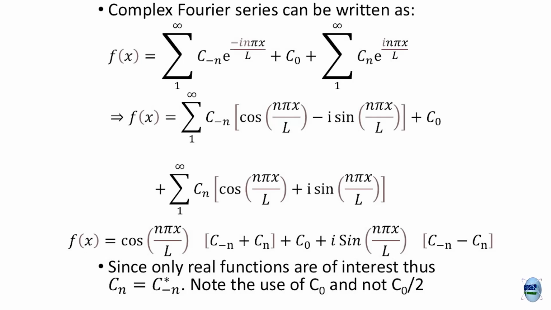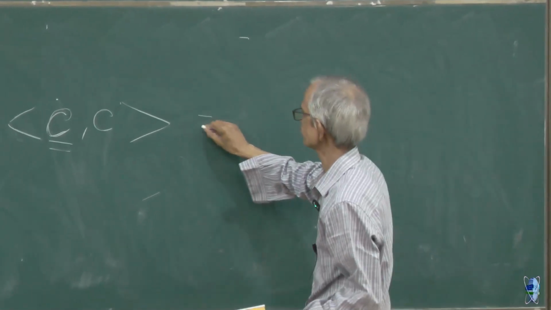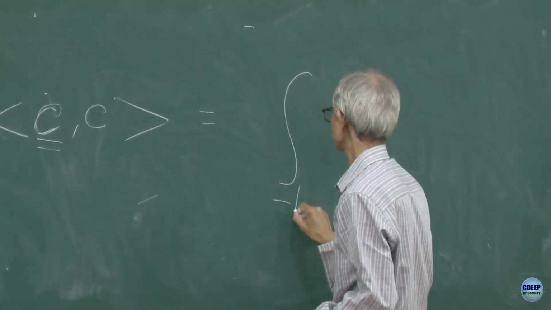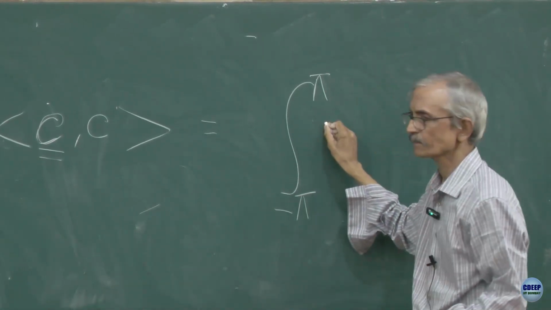The integral of this from minus pi to pi is going to be equal to 0, right? So this is fine. The orthogonality is taken care of. What is c comma c? This is the integral from minus pi to pi. What's inside the bracket?